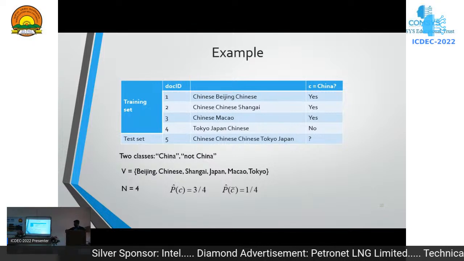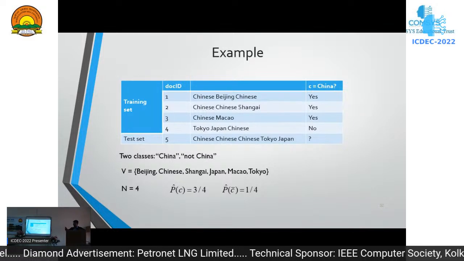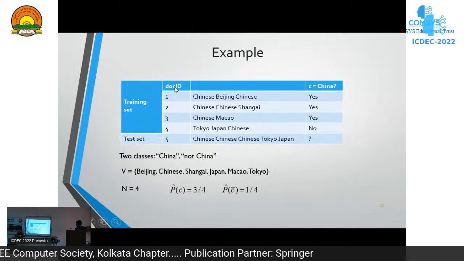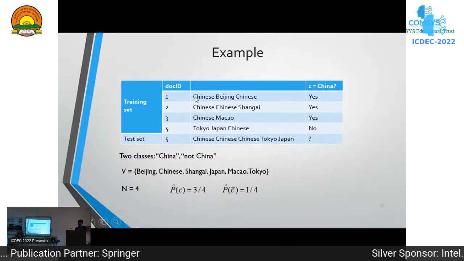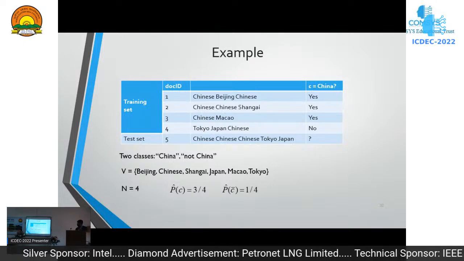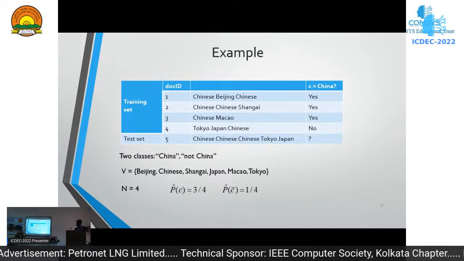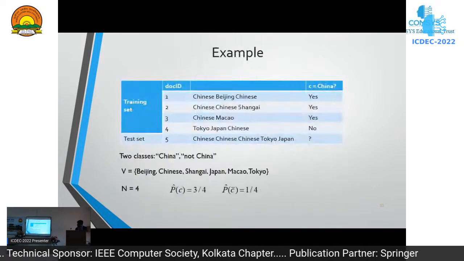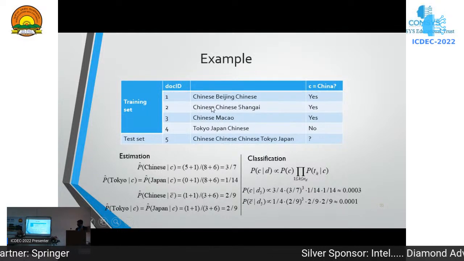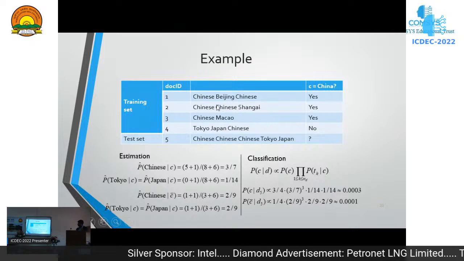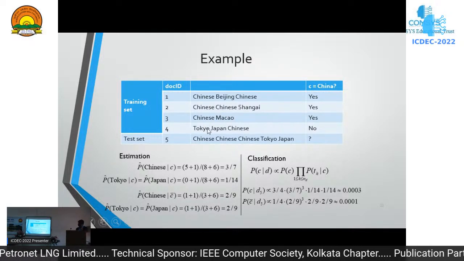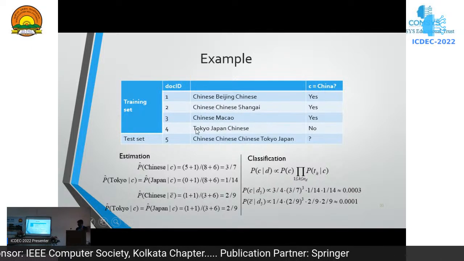So here, I'm going to identify a document which I would like to classify as either a Chinese document or not a Chinese document. For example, I'm having 5 documents here. I got some idea from documents number 1, 2, 3, and 4. The first document is a Chinese one, because of the words in it, we confirm that it's a Chinese document. In the second document also, there are words like Chinese and Shanghai, so we consider that a Chinese document. The third one, Chinese Macao, is also a Chinese document. These are a few things we observe. Then the fourth one, where I find Tokyo, Japan, Chinese, proves that this is not a Chinese document.